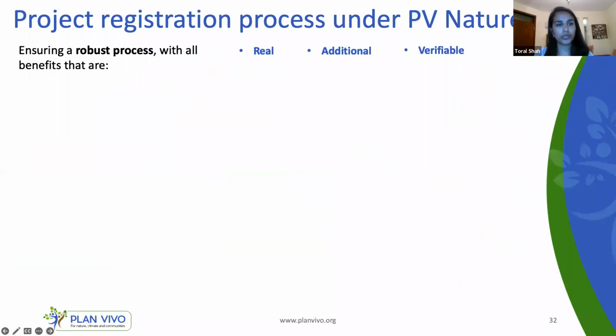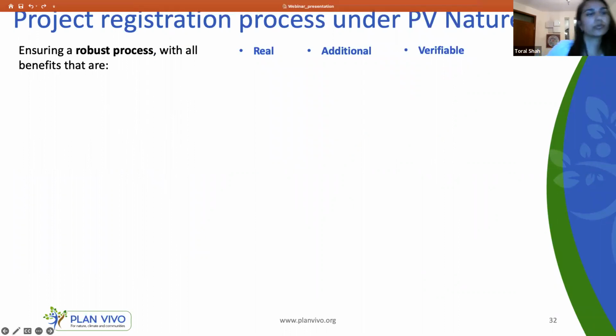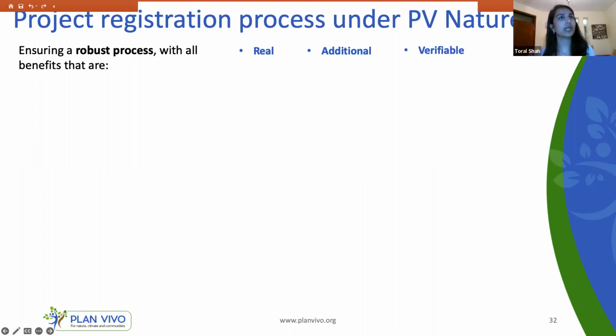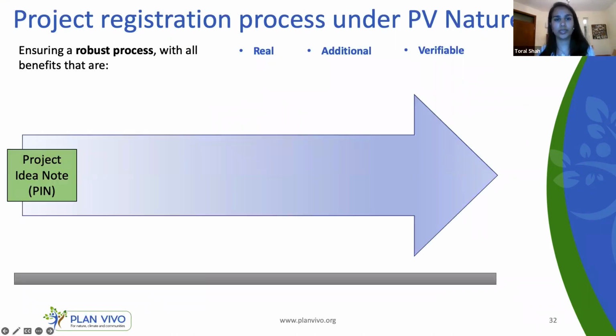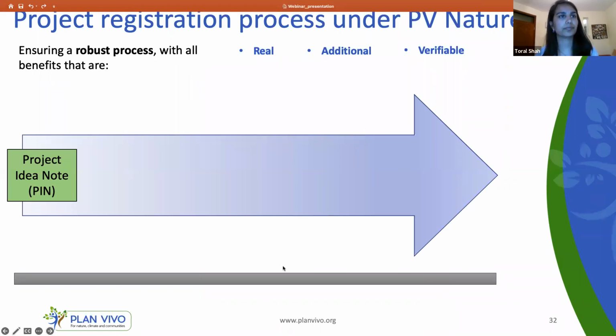Okay, so moving forward, once we have opened the standard to new project applications, I just wanted to illustrate the registration process and ensuring that we have a robust process with all the benefits being real, additional, and verifiable. So many of you who are familiar with our carbon standard will already be familiar with these steps and terminology, and we've tried to keep this as similar as possible within this new standard.